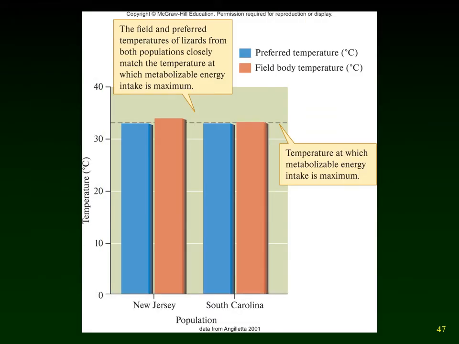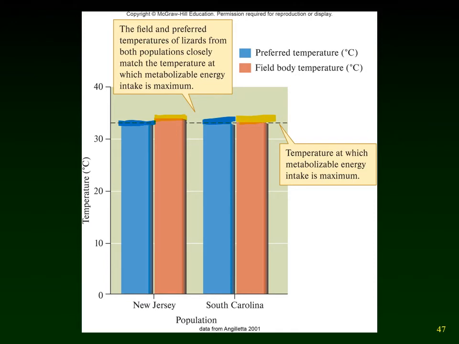However, remember, they live in different places with different temperatures. It's cooler in New Jersey than in South Carolina. They have exactly the same preferred temperature in both places, 33 degrees. And when you actually measure their body temperature out in the field where they're living, they have exactly the same body temperature. And that is because they're going to change their behavior.